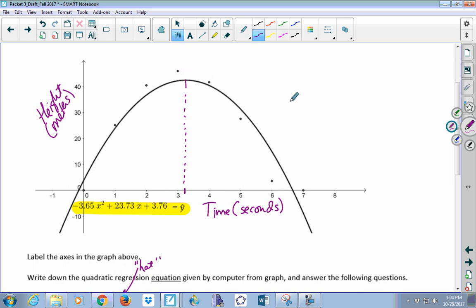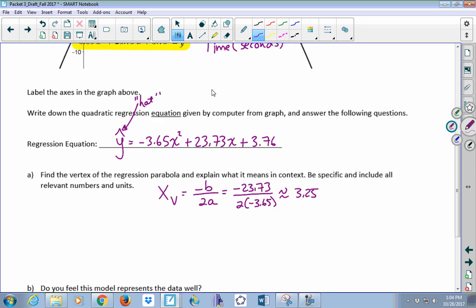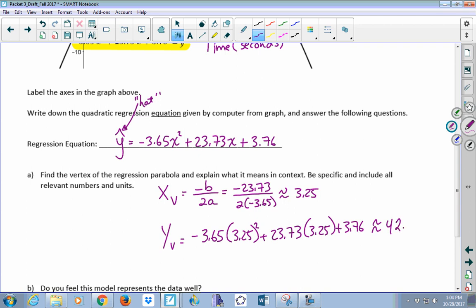Okay, so we know that we got 3.25, and now we're trying to find the maximum height that goes with that time. So to find the maximum height, the y value of our vertex, we put in 3.25 into our regression equation where we see x, and we perform the arithmetic. Following our order of operations, we get approximately 42.33.